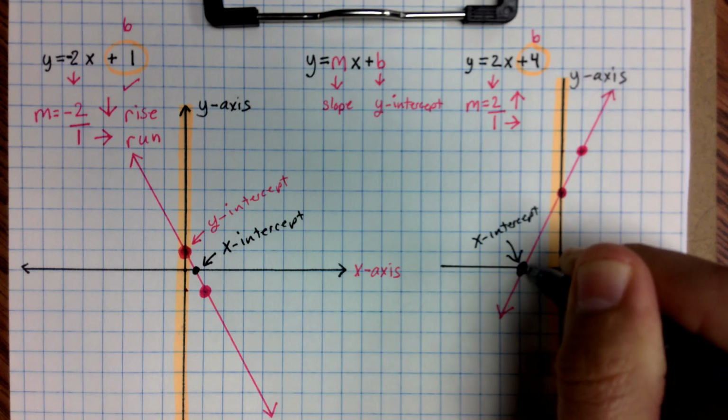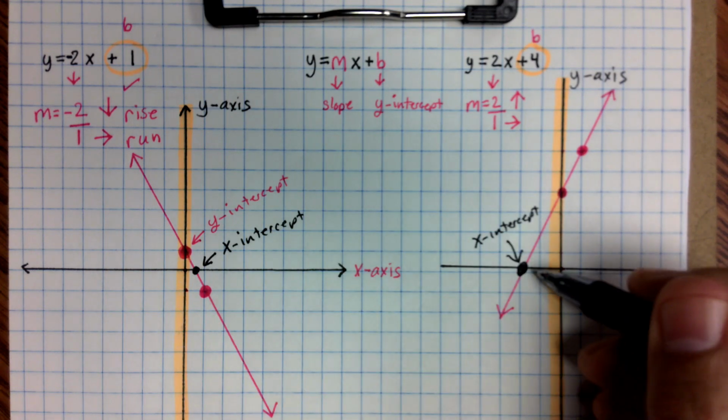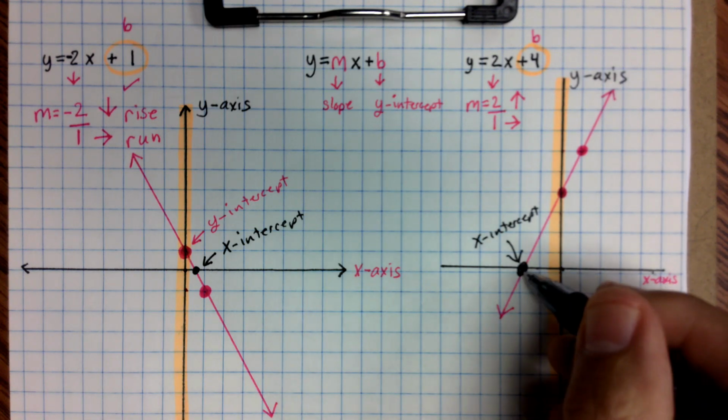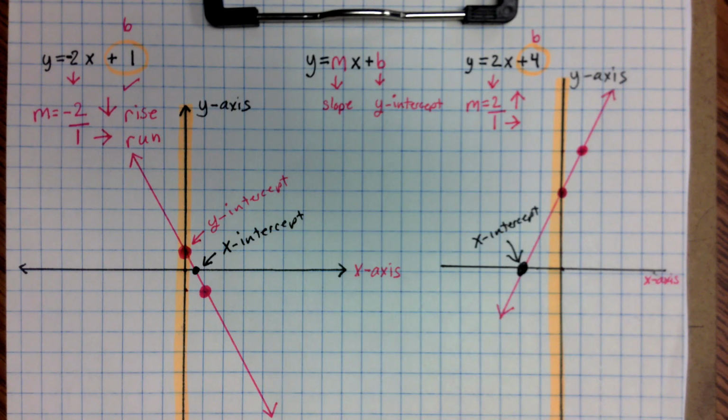And on this one, it looks like it's in the middle somewhere, right? But this one, this is a good point. This looks like it's actually at 2. So the x-intercept is at 2 in this particular problem. So there's 2 examples. Let's look at 2 more situations.